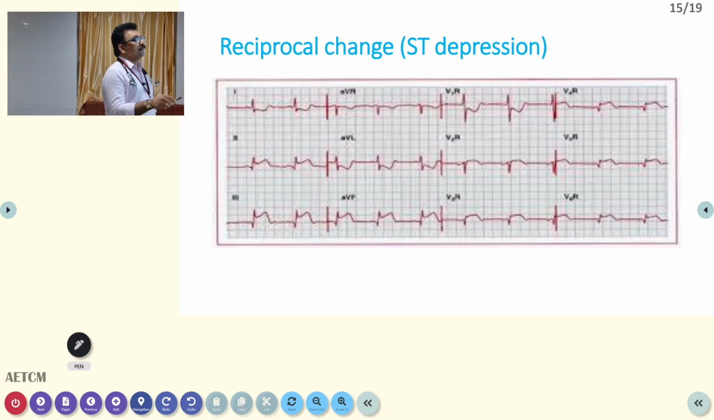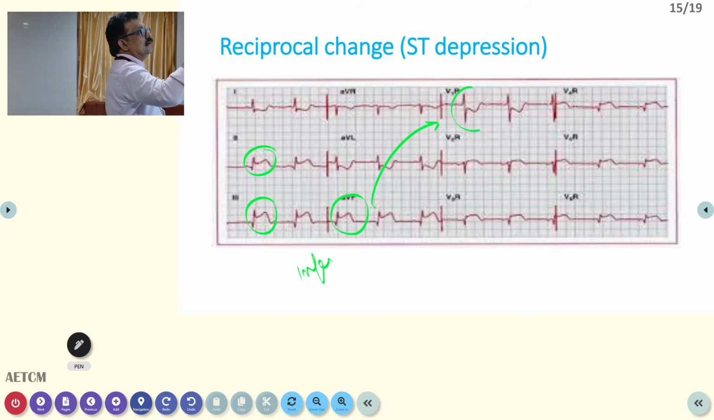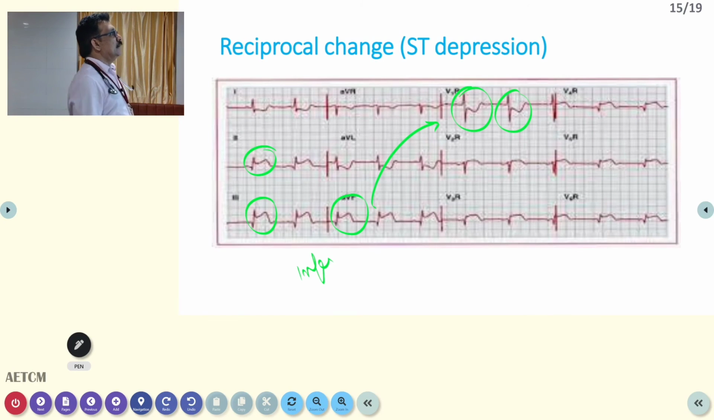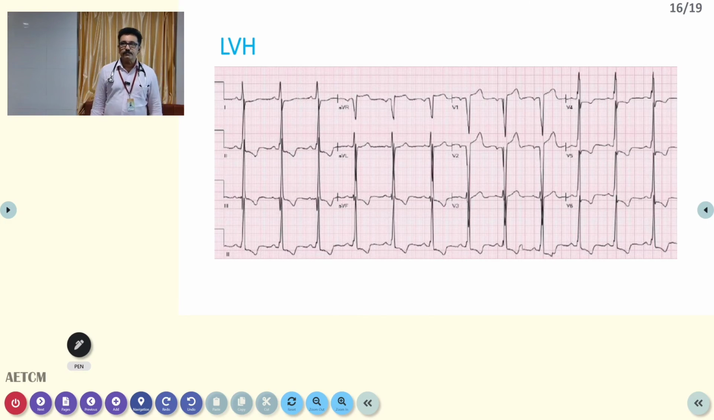Here what you are seeing is ST segment elevation in 2, 3, aVF. That means the patient is having acute myocardial infarction in the inferior leads. So we have previously discussed the reciprocal change. So what you are seeing here is ST segment depression in other leads. So that may be a part of reciprocal change. ST segment depression in V1, V2, if there is ST segment elevation in inferior leads, can be a reciprocal change.